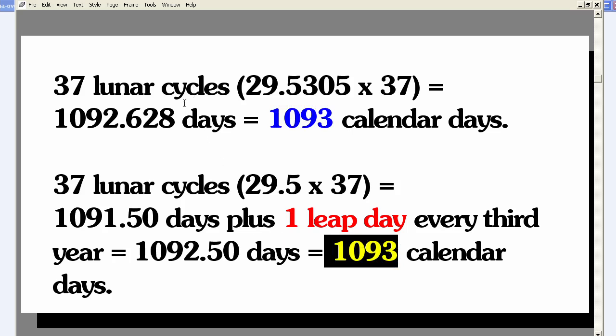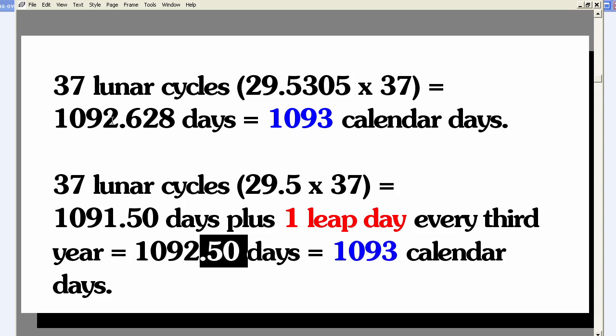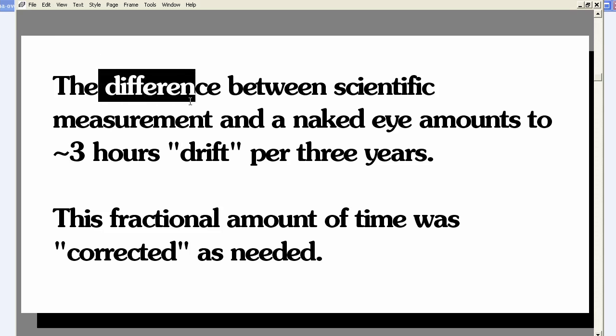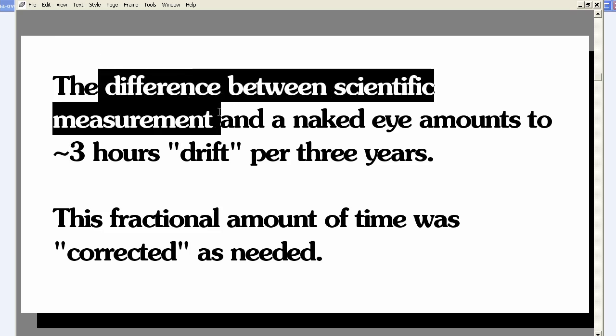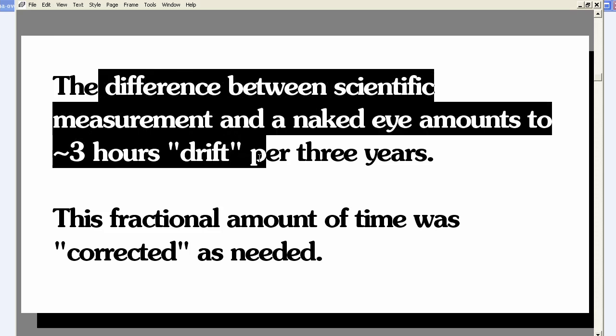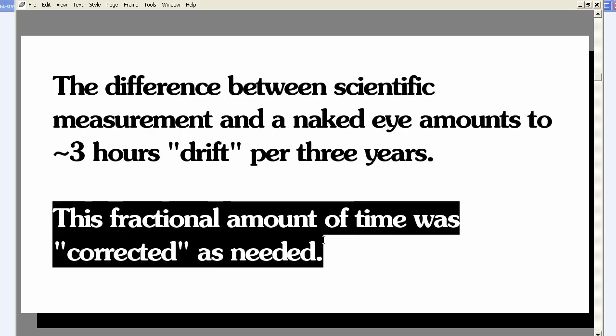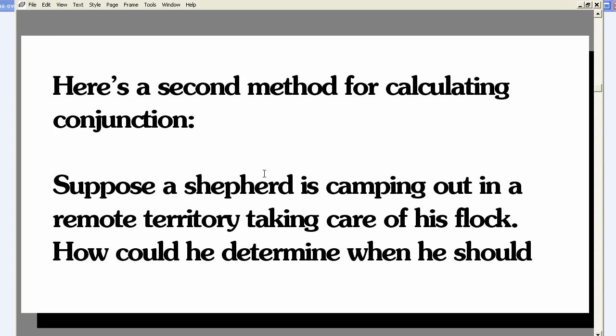This is the scientific method, and you'll notice they're slightly different, 0.50 versus 0.628. This difference between the scientific measurement and the naked eye amounts to about a 3-hour drift per 3 years. And this fractional amount of time was corrected as needed. I'll say more about this in the next segment.